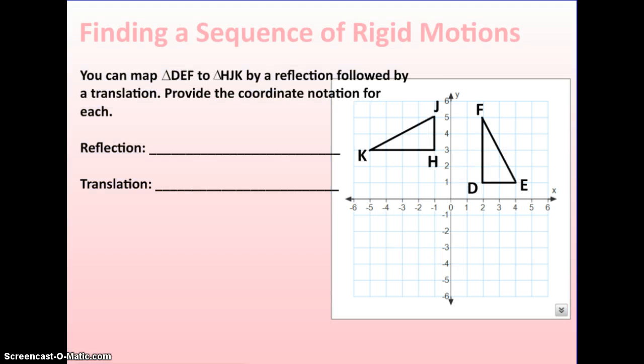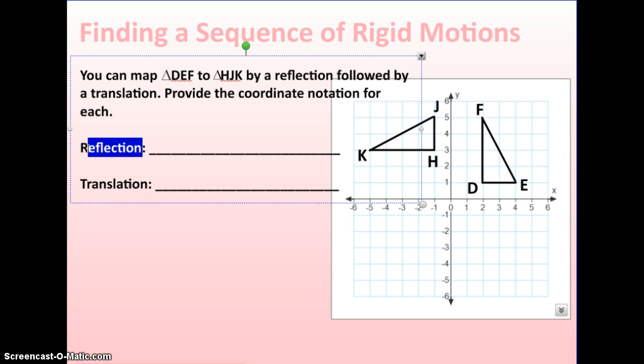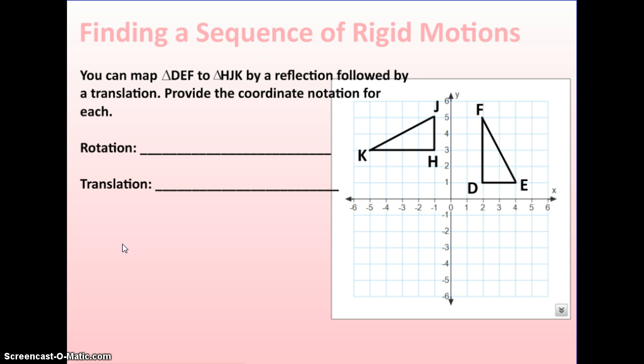Now it says, for triangles DEF and HJK, can we map it from a reflection followed by a translation? Okay, well here's the thing. We can't actually reflect it. However, we can rotate it. So I want you to change this to rotation. The first thing you need to do is rotate triangle DEF 90 degrees counterclockwise.